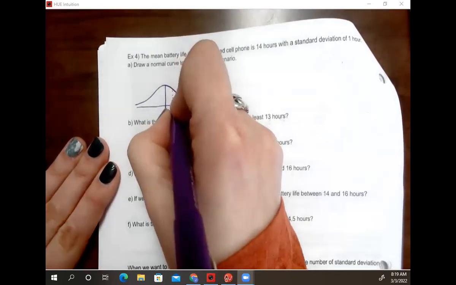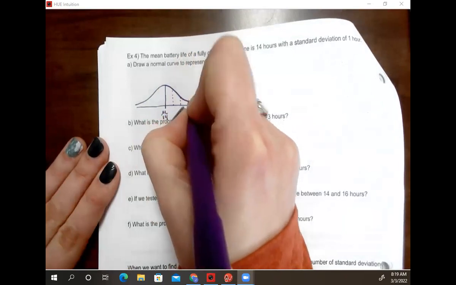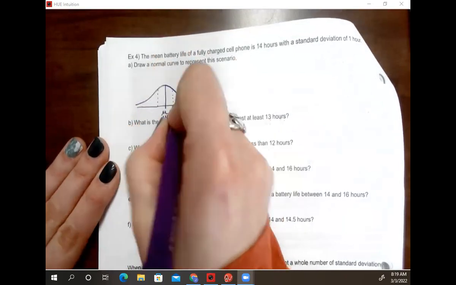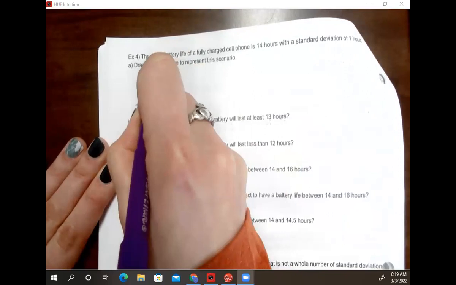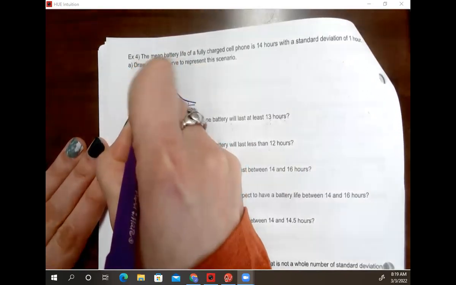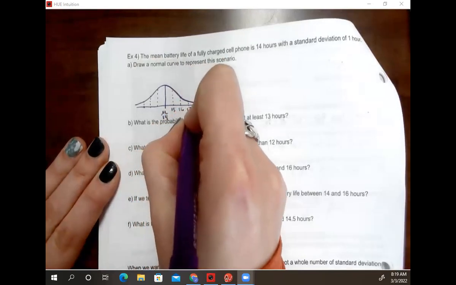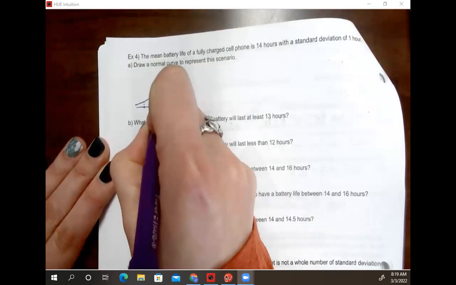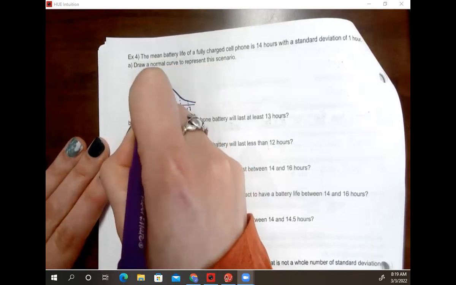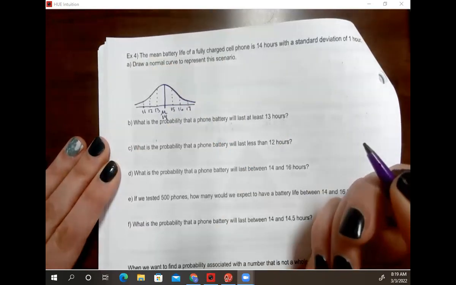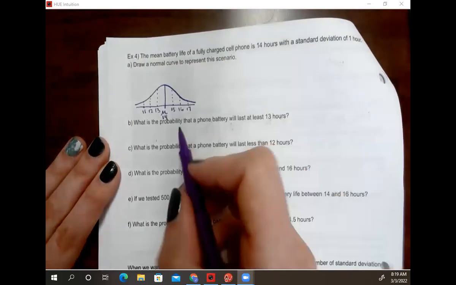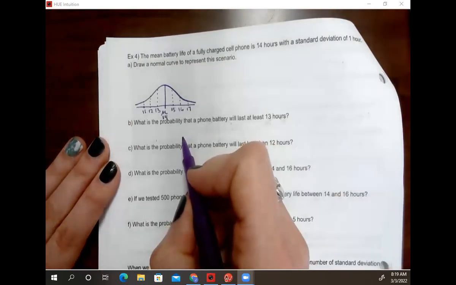And then remember, we split our curve on either side. These should, again, be roughly evenly spaced. And then our standard deviation is 1 hour. So 15, 16, 17, and then 13, 12, 11. Okay, there's our curve. What's the probability that a phone battery will last at least 13 hours?